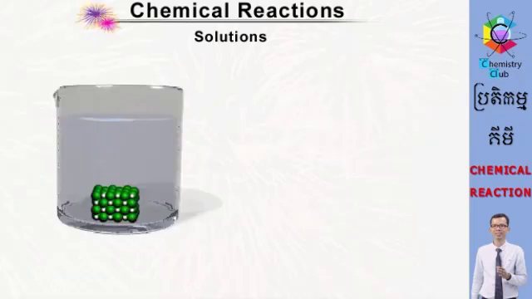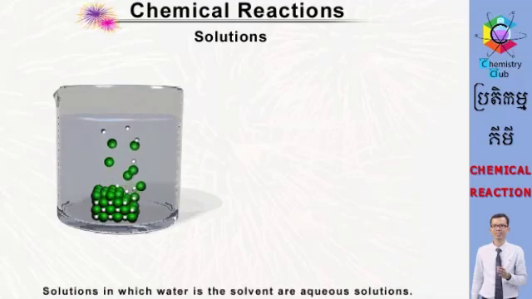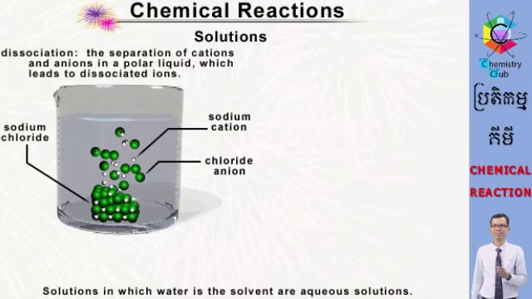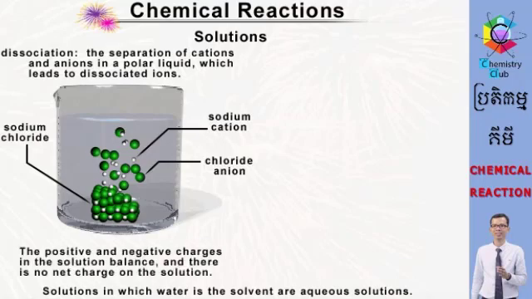Solutions in which water is the solvent are known as aqueous solutions. When an ionic compound dissolves into aqueous solution, the cation and the anion separate from each other. This process of separation is called dissociation and results in separated ions moving freely throughout the solution. Ions that have undergone dissociation are said to be dissociated. Although there are many charged particles in the solvent, the solution has no net charge because the positive and negative charges balance just as they did in the crystal lattice prior to dissociation.